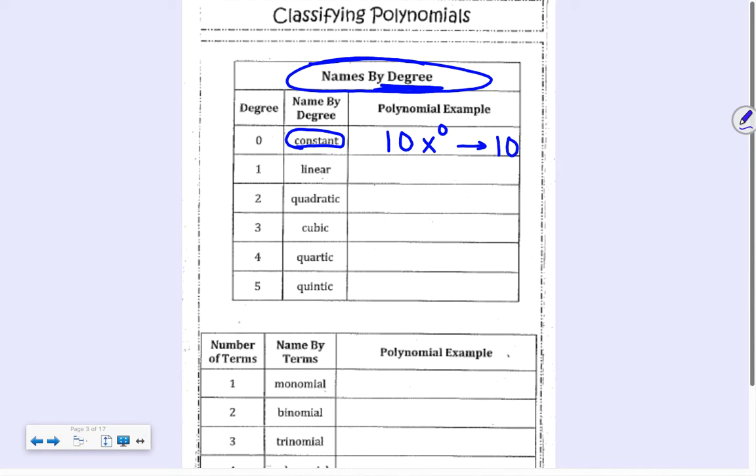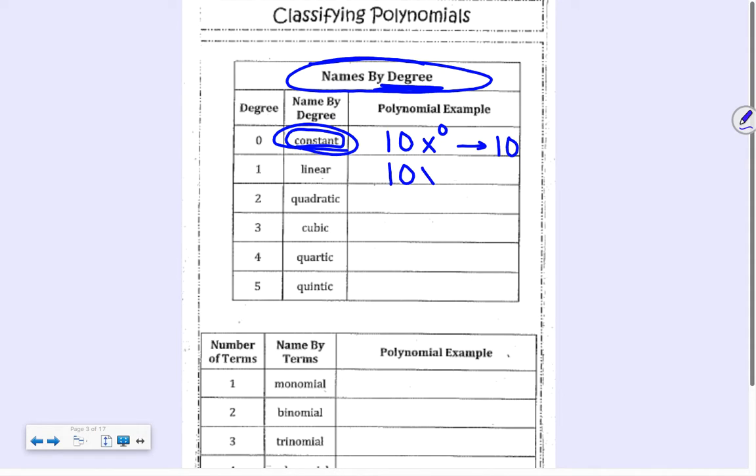Do you have to put x to the 0? No, no, no. So if all I give you is a number on your assignment today, and I say, give me the name of that polynomial by degree, it's x to the 0, but x to the 0 is what? Constant. You just write the word constant. You're done.